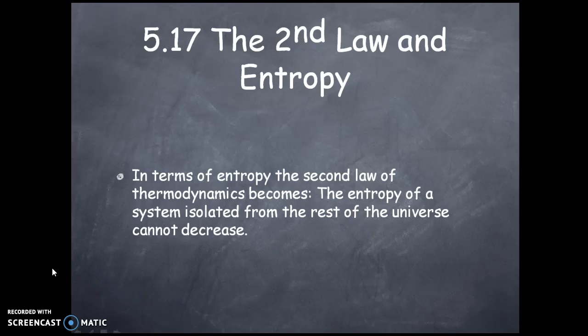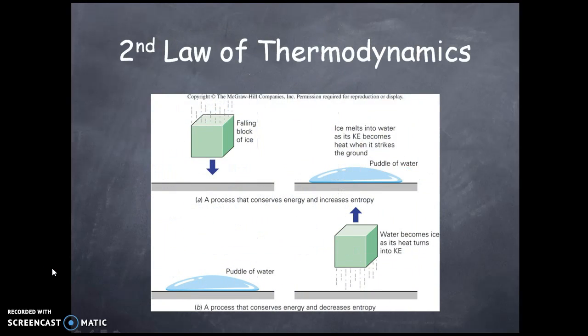In terms of entropy, the second law of thermodynamics becomes: the entropy of a system isolated from the rest of the universe cannot decrease. It means the entropy, which is the disorderliness of a system isolated from the rest of the universe, cannot decrease. So it always increases.